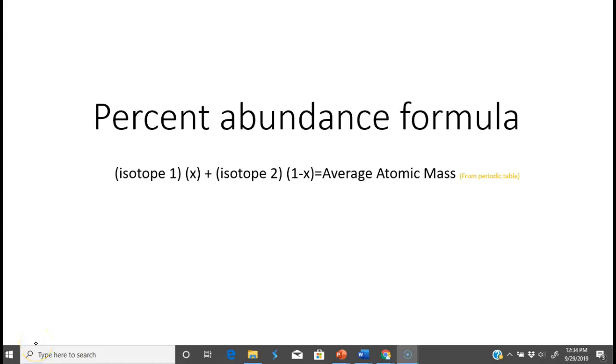Okay, if you missed the percent abundance formula, this is it. It will be given to you on a test. It's isotope number 1 times X plus isotope number 2 times 1 minus X equals your average atomic mass, which comes from the periodic table. So let's do an example of it.